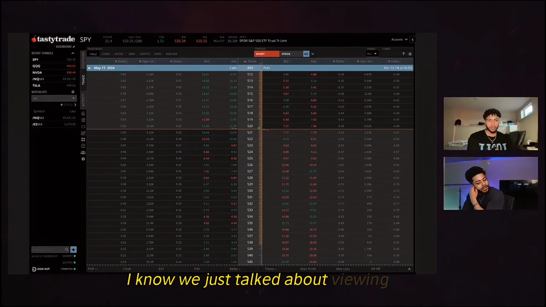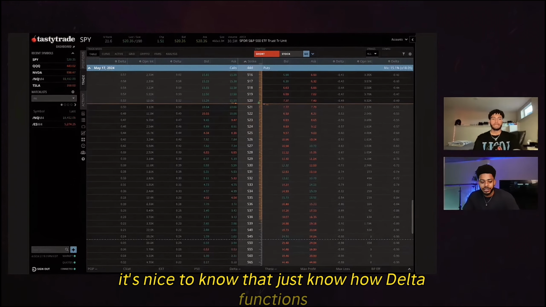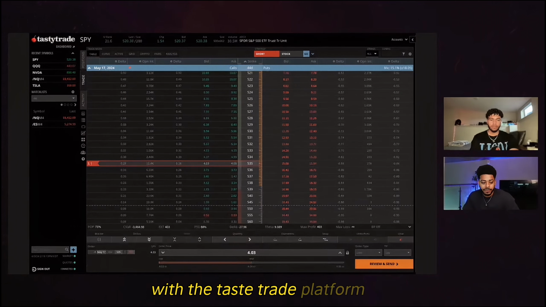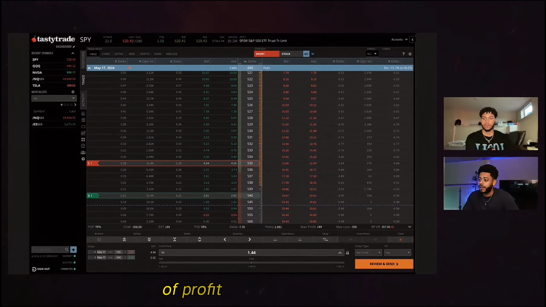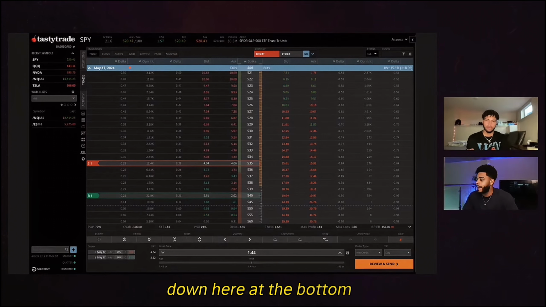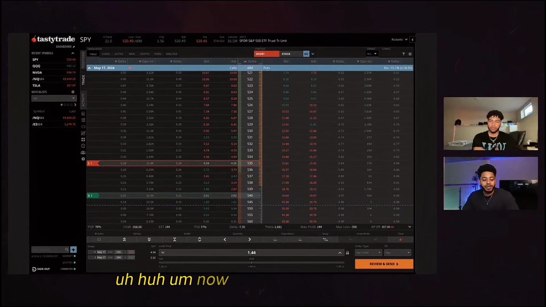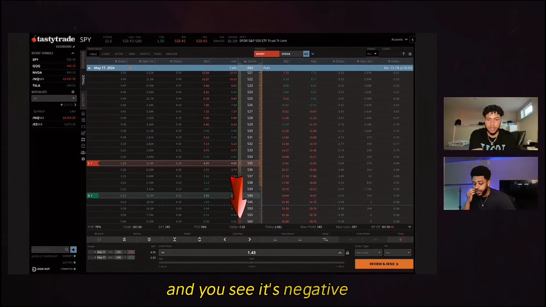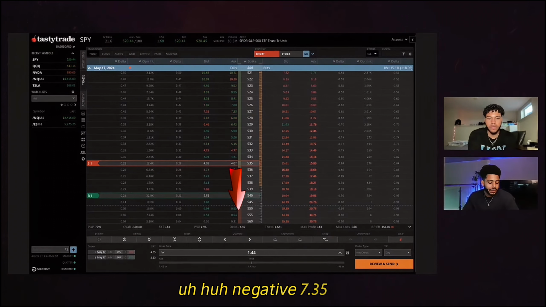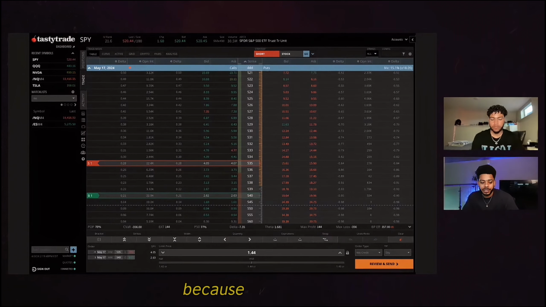I know we just talked about viewing probabilities through delta. It's nice to know just to understand how delta functions, but at the end of the day, the tastytrade platform shows you the probability of profit automatically, down here at the bottom. Now let's look at this delta right here. It's showing negative 7.35. Before you send a trade through, keeping an eye on this will help, because it lets you know how aggressive your position is.